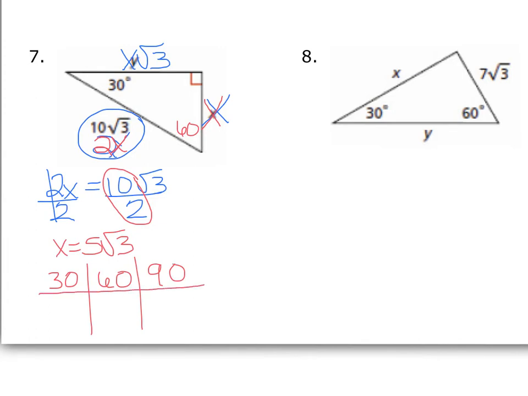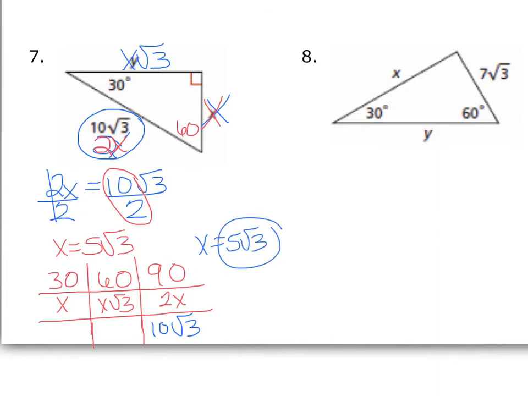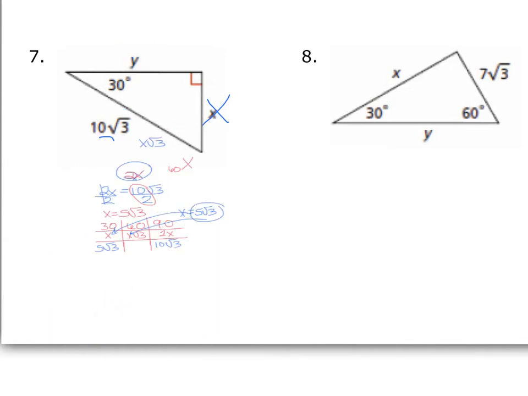All right, so they gave us that this is x, x square roots of 3, 2x. We got that the hypotenuse is 10 square roots of 3. Well, now we determined that x is equal right there to 5 square roots of 3. So wherever in this pattern I see an x, I'm going to put 5 square roots of 3. So the short leg is 5 square roots of 3. Now what happens here is that you have 5 square roots of 3 replacing the x, and that is multiplying by another square root of 3.